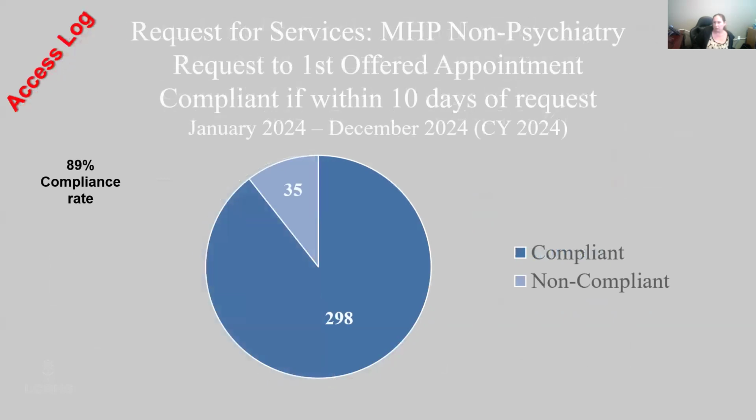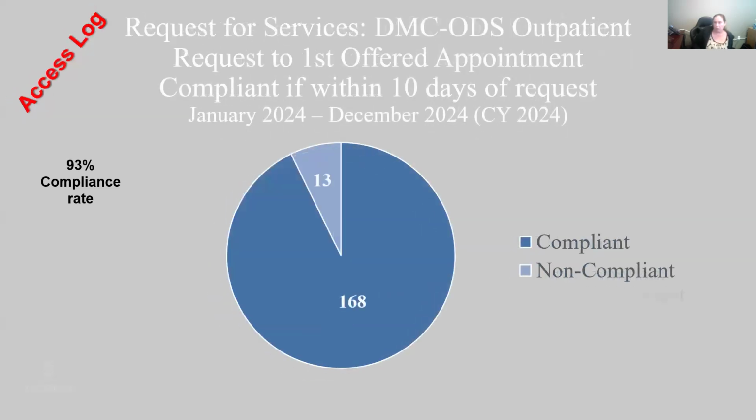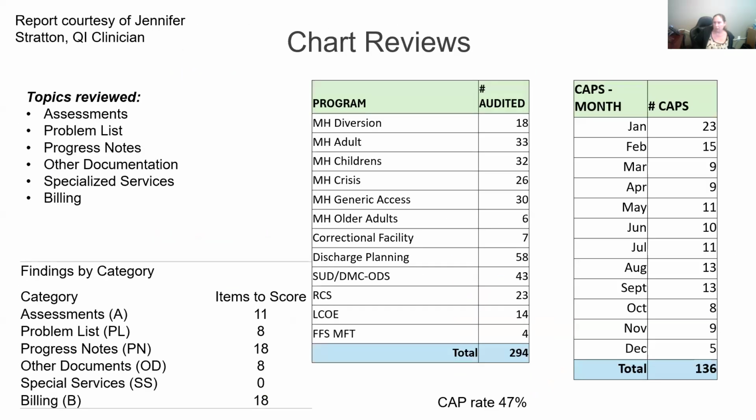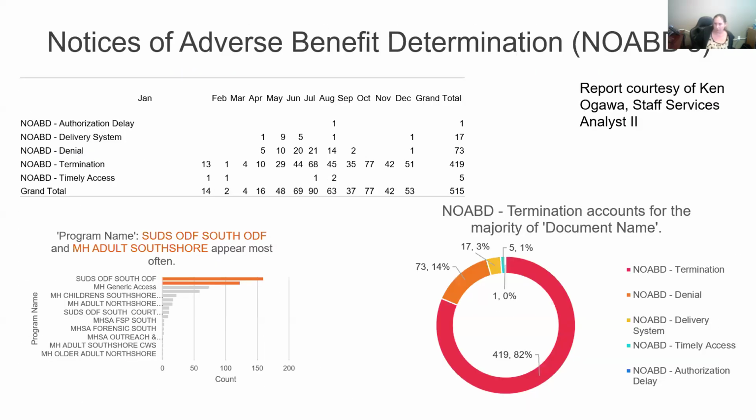The other thing, so we got an 89% compliance rate for non-psychiatry request to first offered. So we should probably be seeing about, I want to say like, 10% of all of the actions taken, all of the access, we should see at least no ABDs for that. So some work to be done on tracking and generating no ABDs for sure. Any questions or feedback on that at all?